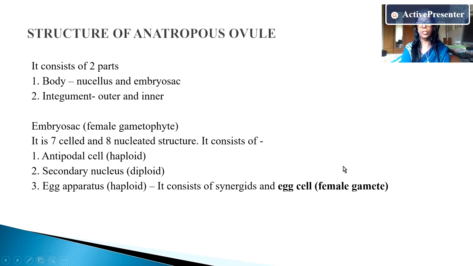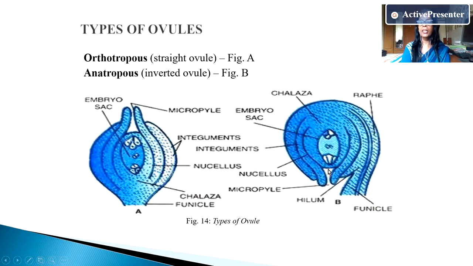So this is the structure. The egg cell is known as the female gamete. The egg cell is present in the egg apparatus. The central one is the egg cell, that is the female gamete. On either side, the synergids are present; they are the help cells. When the pollen tube comes inside the micropyle, these synergids help the male gamete to fuse with the female gamete. So these are the synergids, the help cells on either side of the female gamete. This is the egg cell.